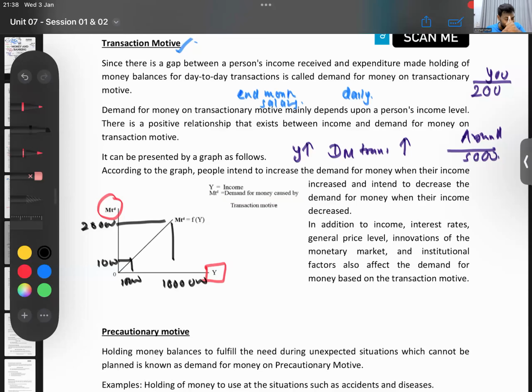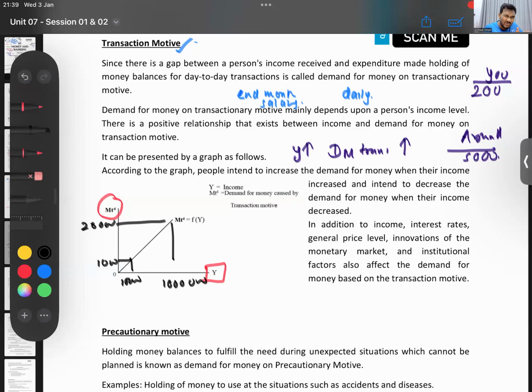Once again, what is transaction motive? What is demand for money? Demand for money is the amount of money people keep with them in the form of money itself. Why do people keep money in the form of money? Why are they keeping notes and coins? One is the transaction motive, for day-to-day transactions. Because income is coming on one day of the month, but expenses are happening every day. So you have to keep some money. That's a transaction motive. Then the demand for money under the transaction motive depends on a person's income.